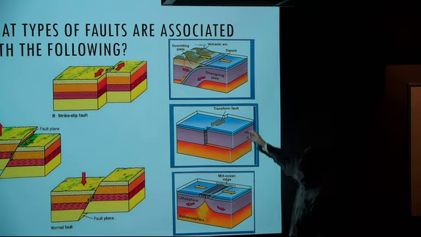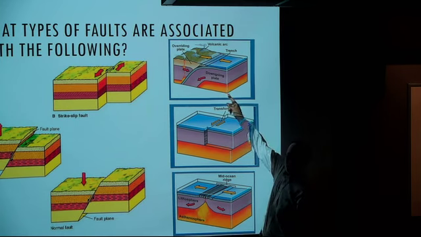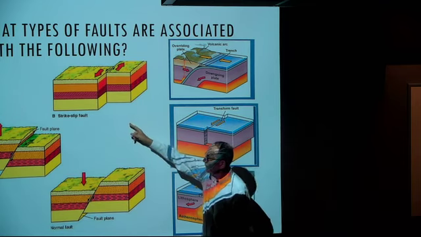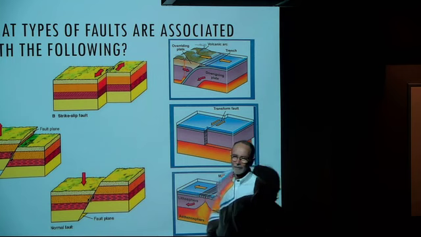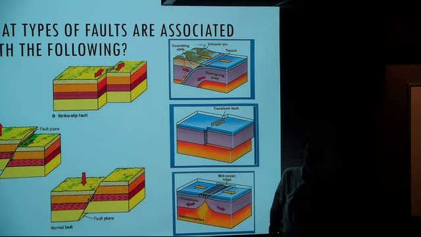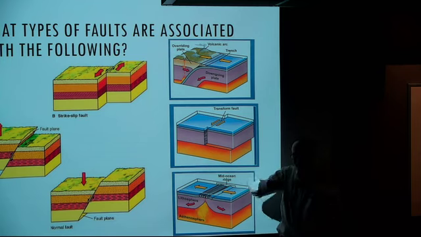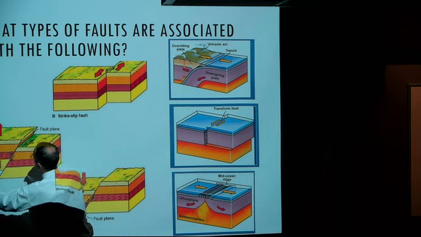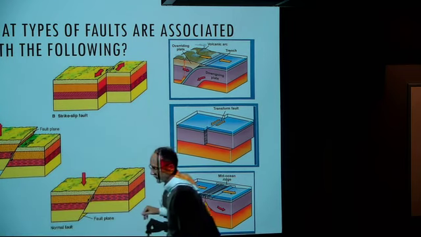All right, now this is a little bit more speculative. If you're in a subduction zone environment, what type of faulting might you expect? Would you expect strike-slip faults, reverse faults, or normal faults? Reverse. You're squeezing things together. You're pushing things together, so you get a reverse fault.